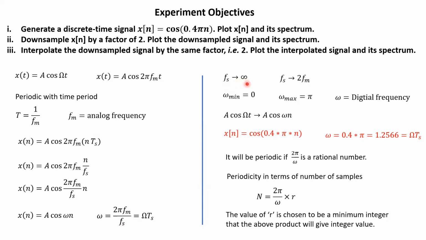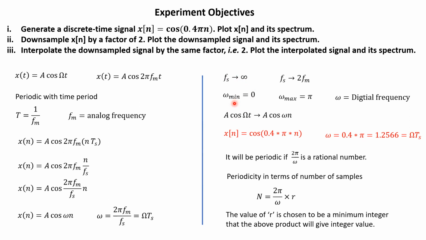If it is infinite, in that case the minimum value of omega will be equal to 0, because this omega is inversely proportional to the sampling frequency. So if we increase the sampling frequency, or take the maximum possible value of the sampling frequency, at that time the minimum omega will be equal to 0.